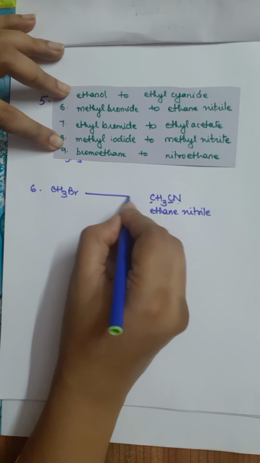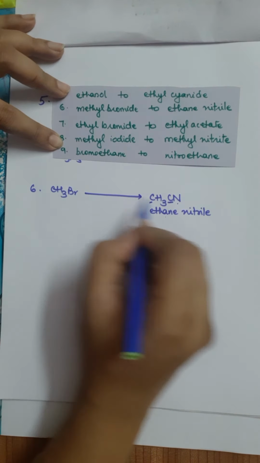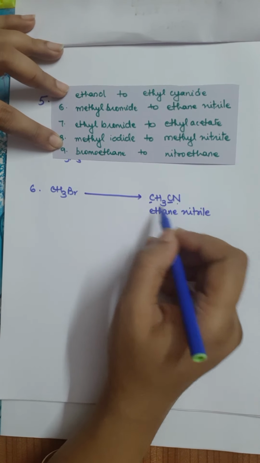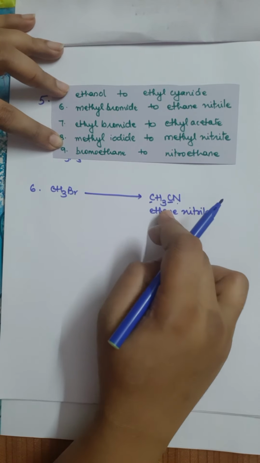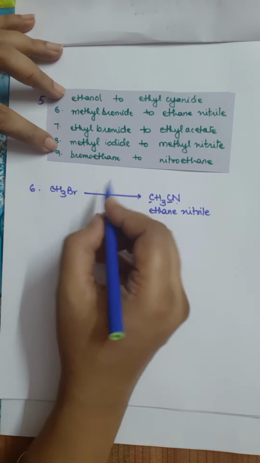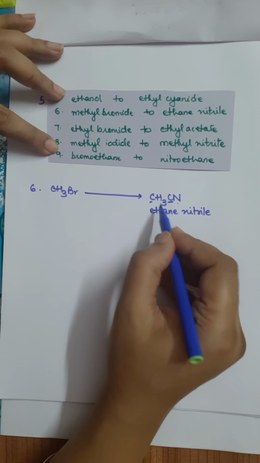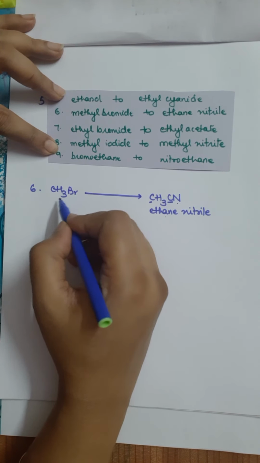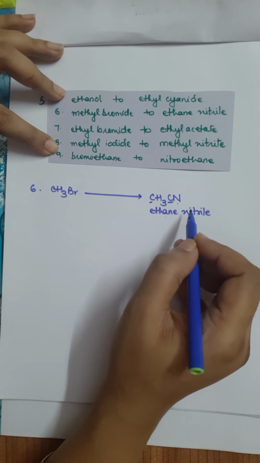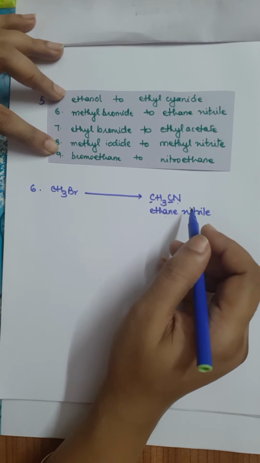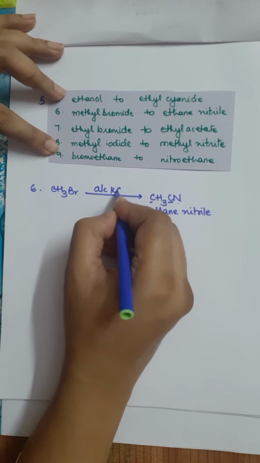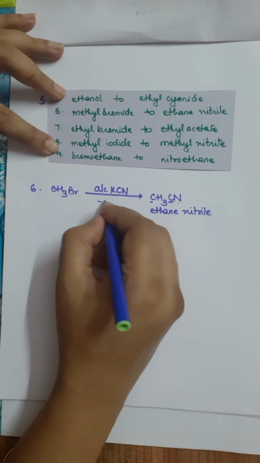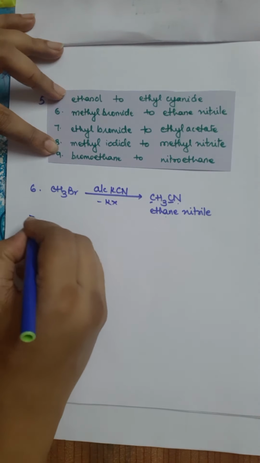So the reaction is not difficult. CH3Br gives you CH3CN. If by mistake you write CH3CH2CN, then it becomes difficult for you to increase the number of carbon atoms here, because then you will be required to convert 1 carbon to 3 carbon. So that does not happen directly here. So the reagent that we use is alcoholic KCN, minus KX.